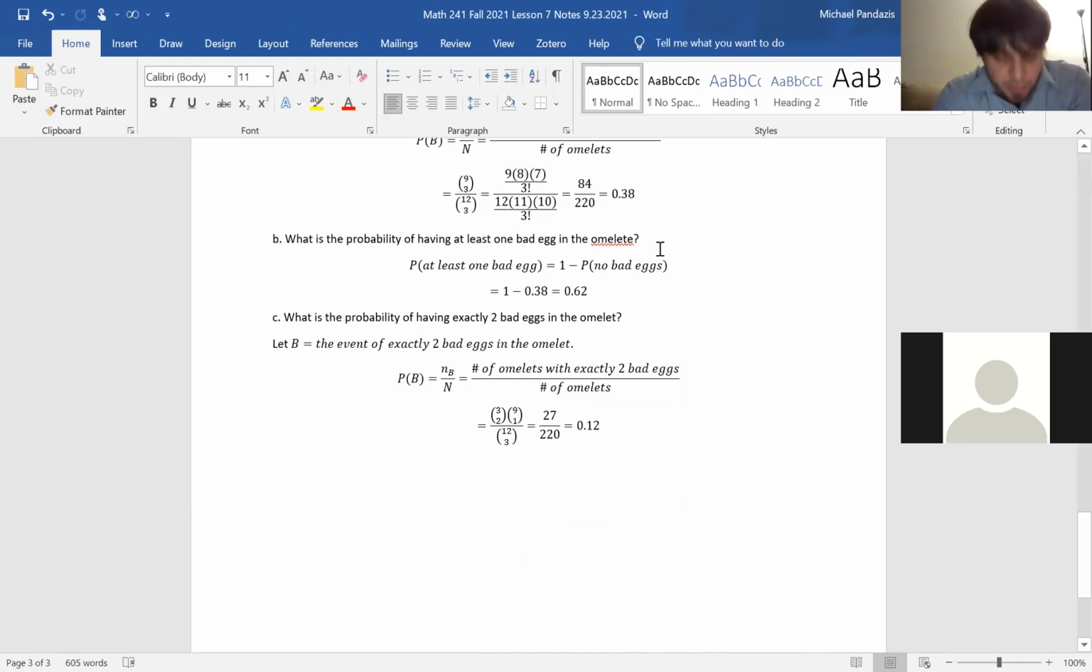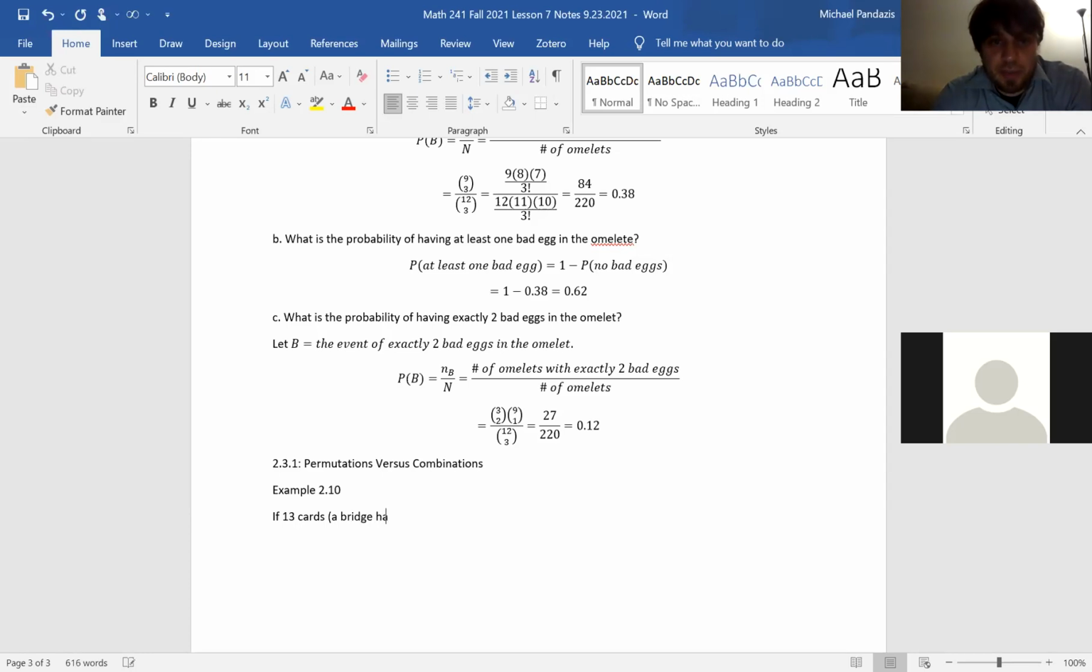Okay, so continuing 2.3.1, which is on permutations versus combinations. So we're going to compare the two and ask ourselves, when do you use permutations, when do you use combinations to find the probability of an event? So this example is example 2.10. This is the example of 13 cards, which is a bridge hand, are dealt at random from a standard 52 card deck, which is the same as before.